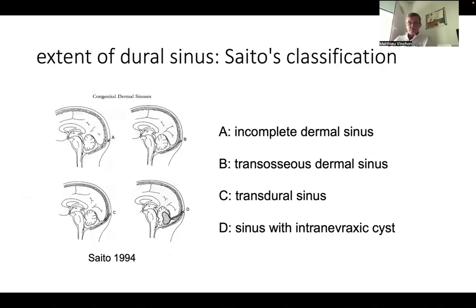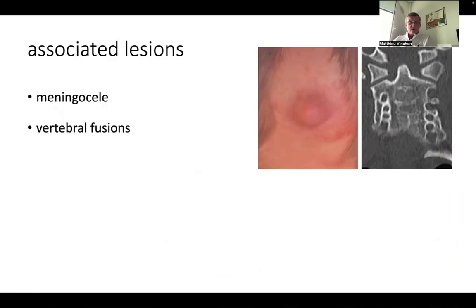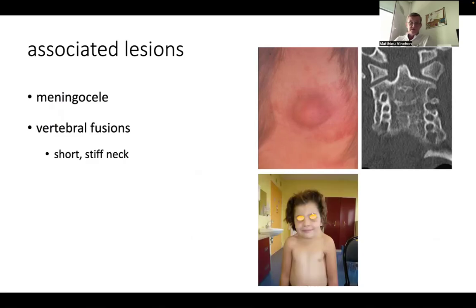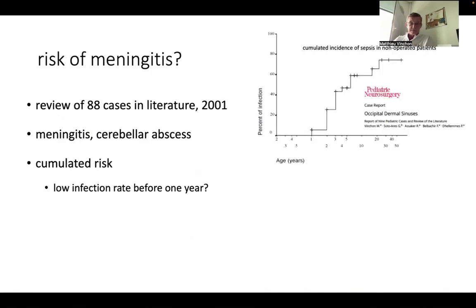So Saito had proposed classifications of these sinuses because they do not always extend from the skin to the cerebellum. Very often they are incomplete and they stop at the dura or just inside. And you can have associated lesions. You can have a meningocele, like at the spinal level. You very often have vertebral fusion, which can have an impact on the growth of the child, of course, and you have a very short and stiff neck, like in this small girl. And you can have hemivertebra and unbalanced spine, like here.